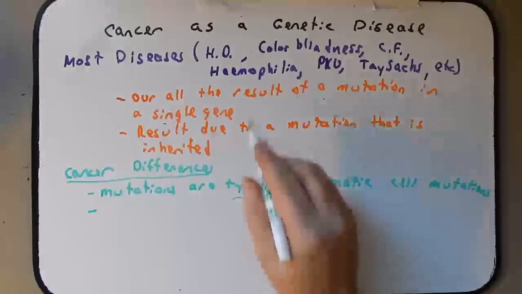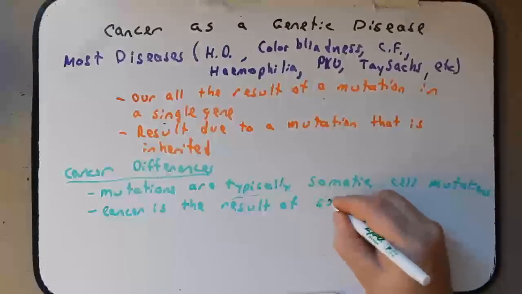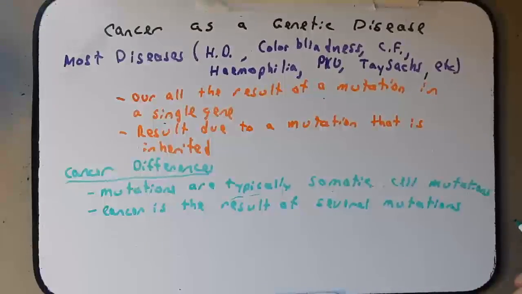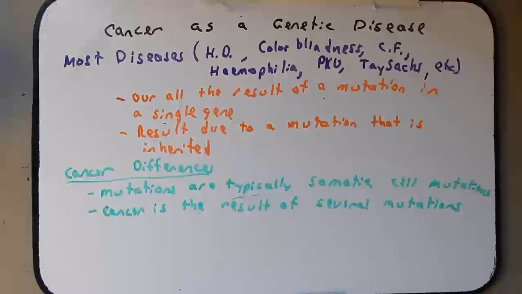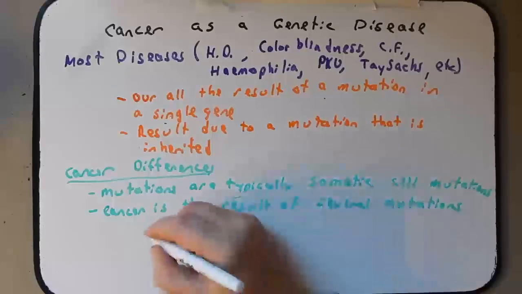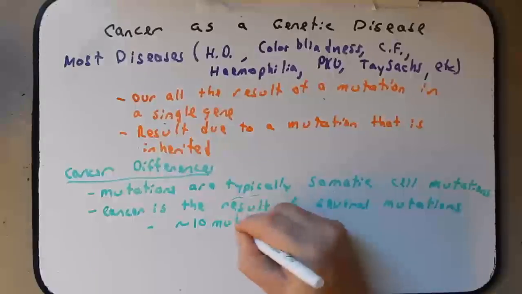Now, even if you do inherit one of these from your parents, cancer is the result of several mutations. So even if you get one from mom or dad, in order for that cell to divide out of control and form that benign tumor, and then gain the ability to recruit those blood vessels, and then to transport itself through the circulatory system and to colonize a new area of the body, requires several other mutations. It's estimated that most cancers require approximately 10 mutations.